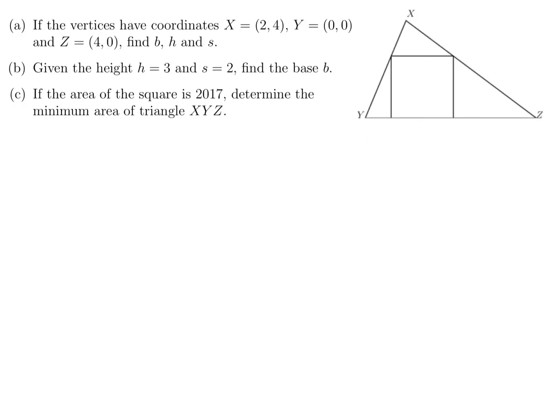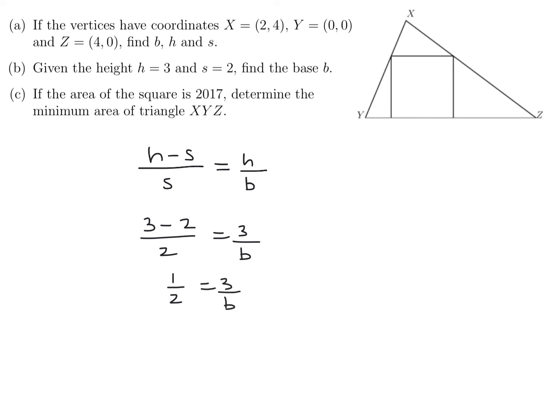Part B, given the height is h equals 3, s equals 2, find b. So I think we will just use the same formula that we did previously, discovered through similar triangles, and that's (h minus s) over s is h over b. So h they've already given us is 3, s is 2, and therefore we just easily can solve for b. So this is 1 over 2 is 3 over b. Cross multiply and you get b is equal to 6.